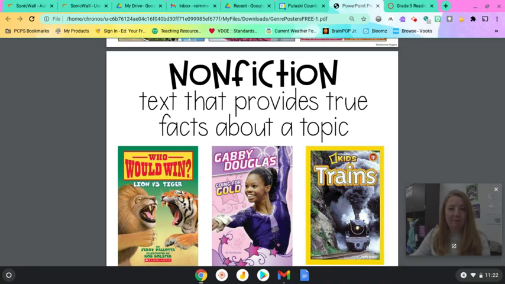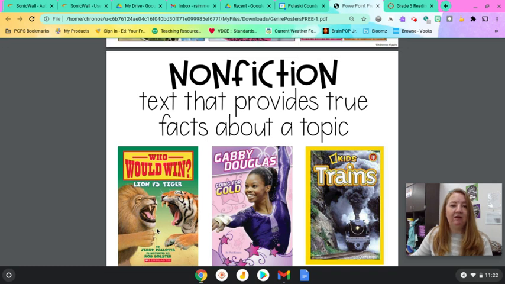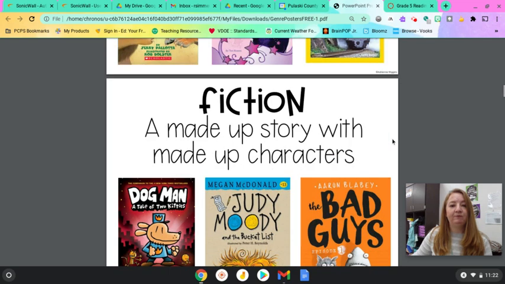We're going to talk about literary genres, the different ways to group books and passages that we're reading. So, here are a few examples. You can group it by nonfiction. Nonfiction is text that provides true facts about a topic. And here are some examples. How many of you have read the Who Would Win books, or biographies, or books about trains or animals? All of those are nonfiction.